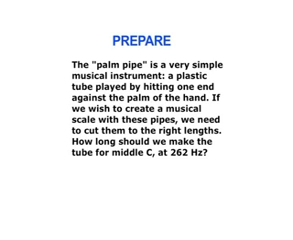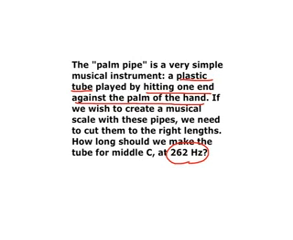Well, there's one very obvious piece of information we need from this problem, and that's the frequency. If we're going to make a musical instrument, it has to be able to make different frequencies. In this case, 262 Hertz. But there's another piece of information we need as well. You play this tube by hitting one end against the palm of the hand. And that's important, and we'll see why when we start to solve the problem.